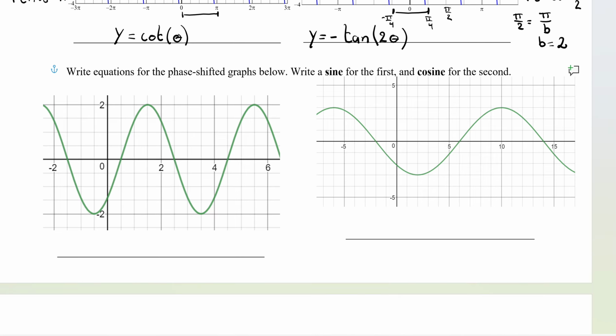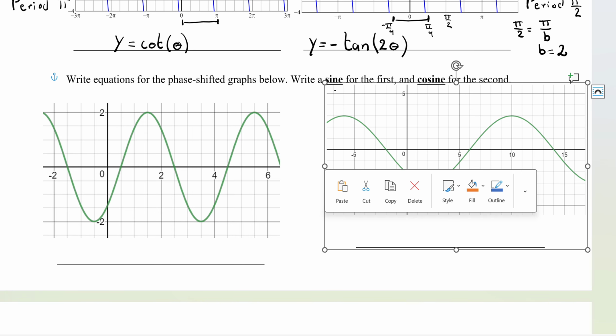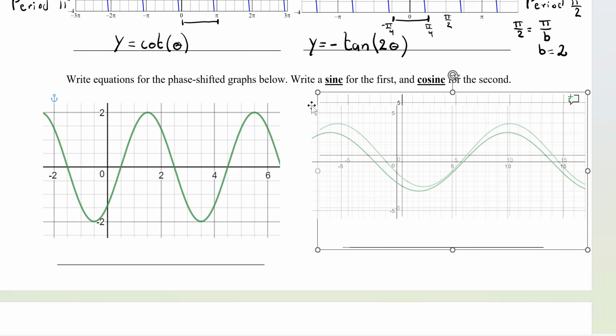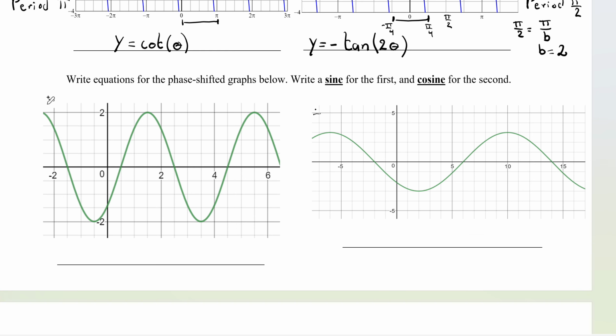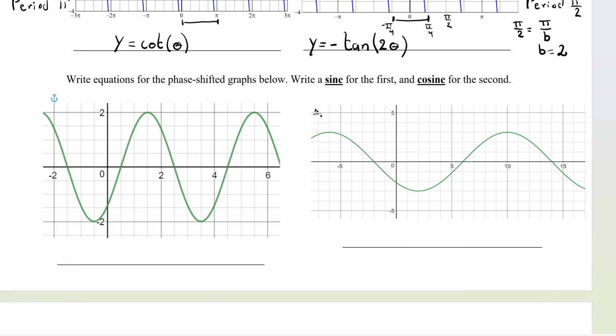All right. Now we're going to write the first one as a sine. Oops, I didn't mean to move you. Are you back on my paper? I moved this a little bit and I want to move it back where it belongs.